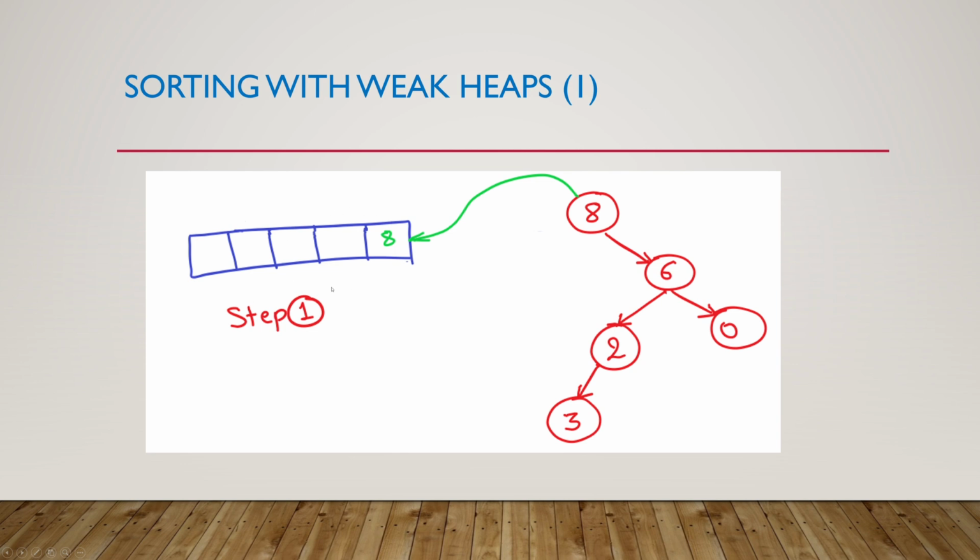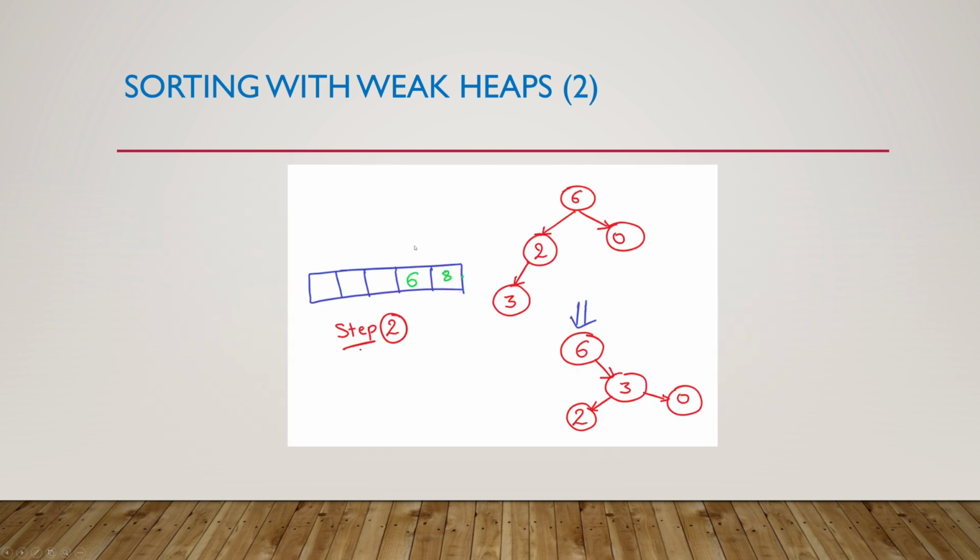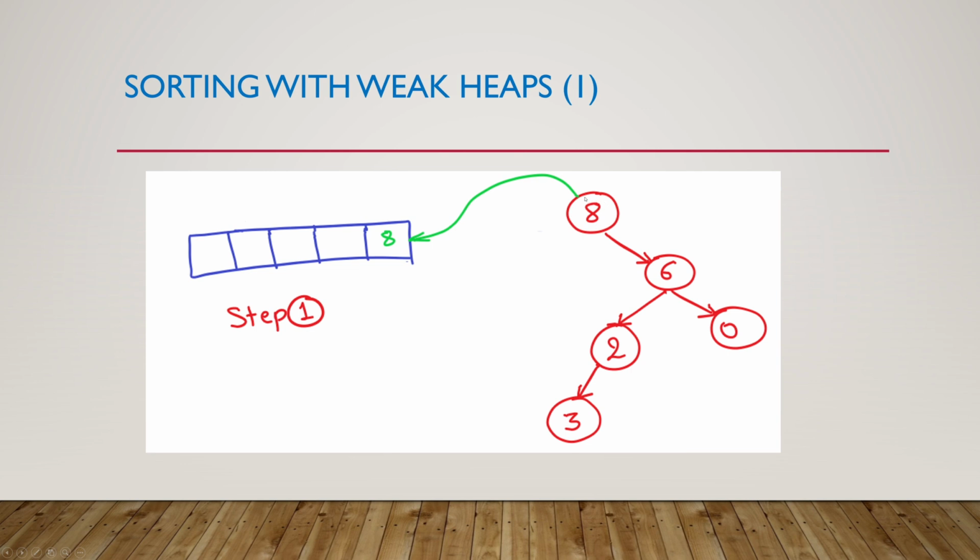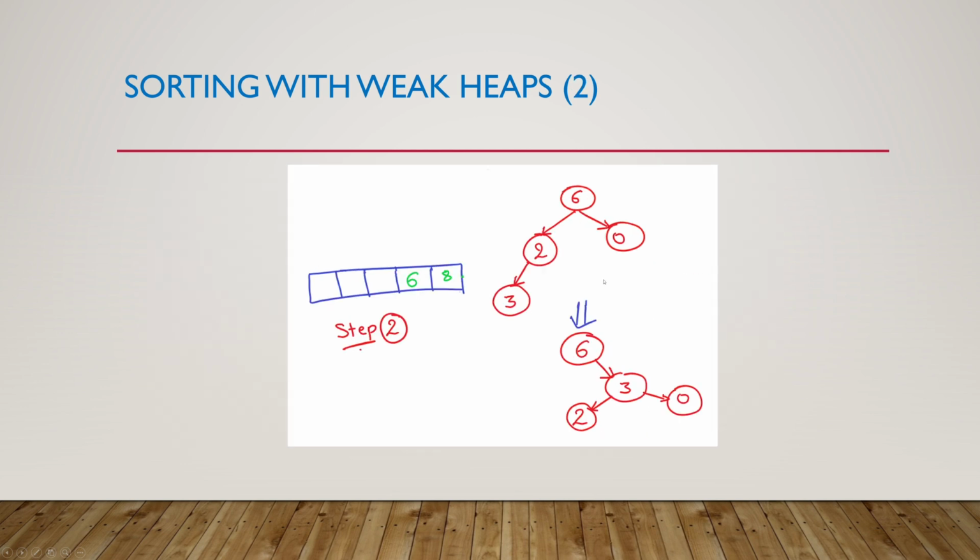So the first step is we'll be sorting the elements in the generic manner, smallest to largest, and as we know, the weak heap will have its root node value as the highest. So there's no issue in placing the last element of the array equal to the root node value. So we are just transferring the 8 here, and we'll be left with 6, 2, 0, and 3. So this is what we are left with.